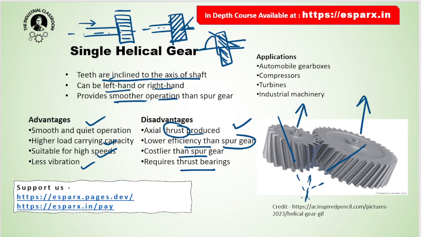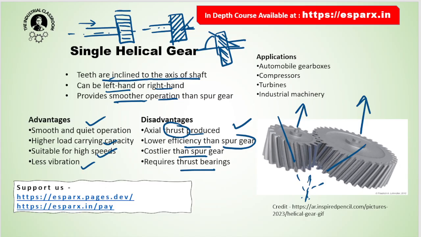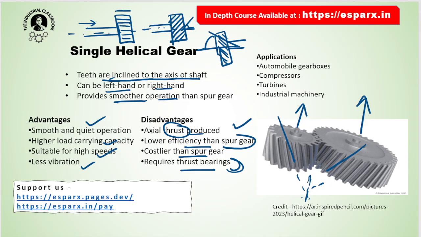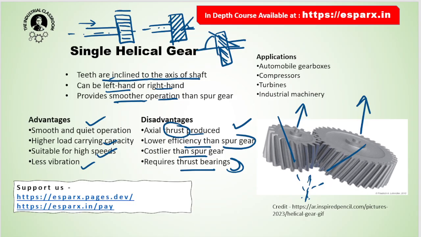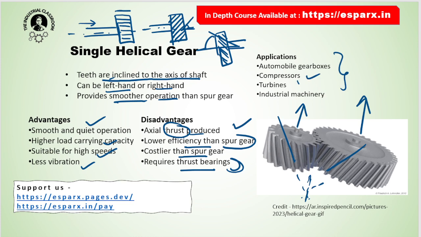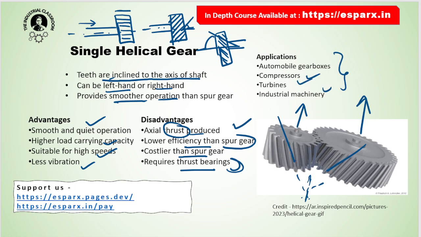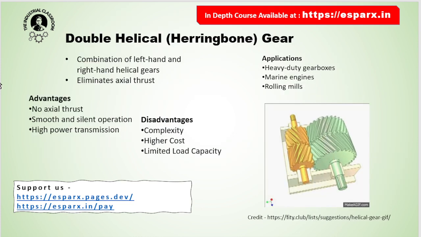Okay, so it has a large amount of axial thrust, and to accommodate this, and so that the motor doesn't get damaged, we require the thrust bearings. Applications are automobile gearboxes, compressors, turbines, and industrial machinery. Next, an improved version of the helical gear is the herringbone gear.